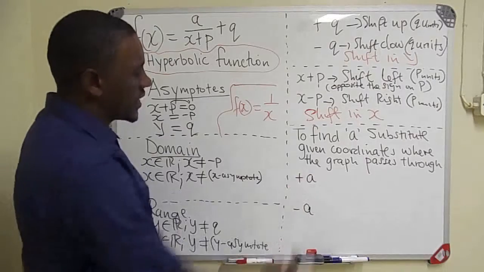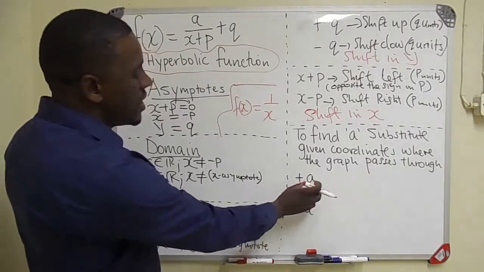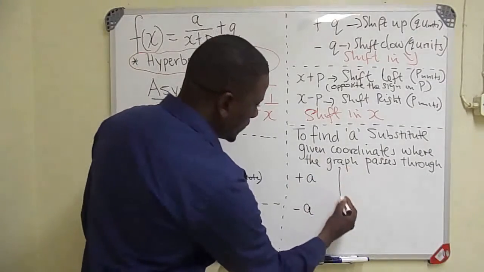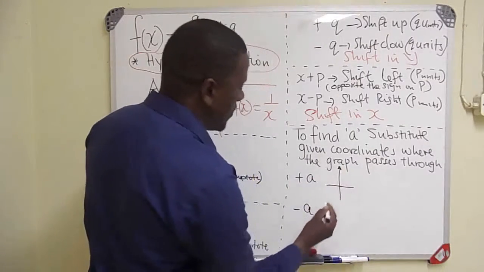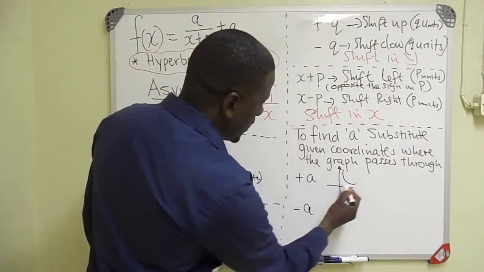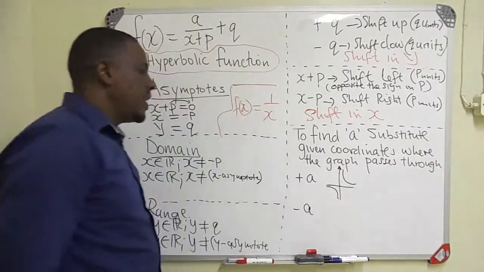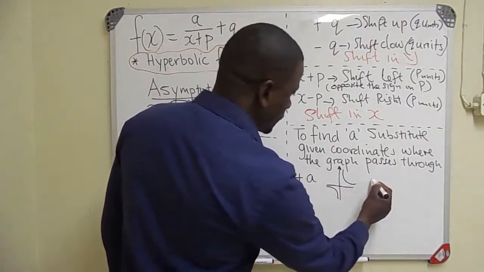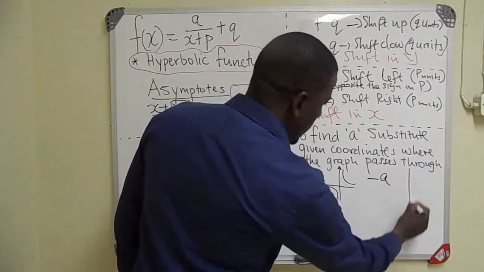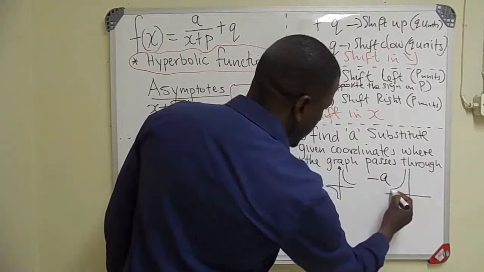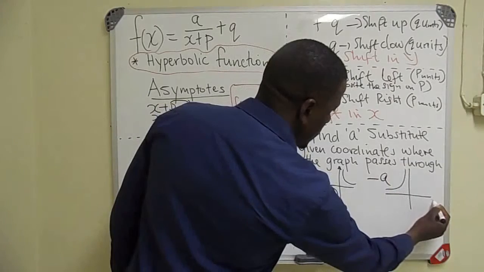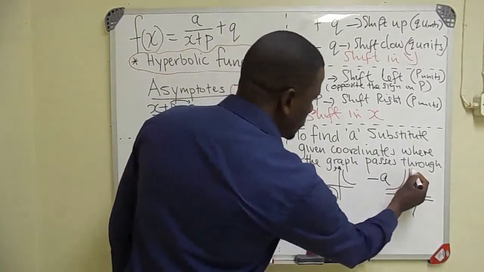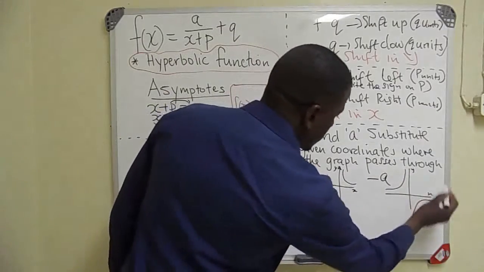We also need to discuss the meaning of a positive a. A positive a means your graph of a hyperbola is in the first quadrant and the third quadrant. And for a negative a, it's in the second quadrant and the fourth quadrant. Remember, this is y, this is y, this is x, and this is x.